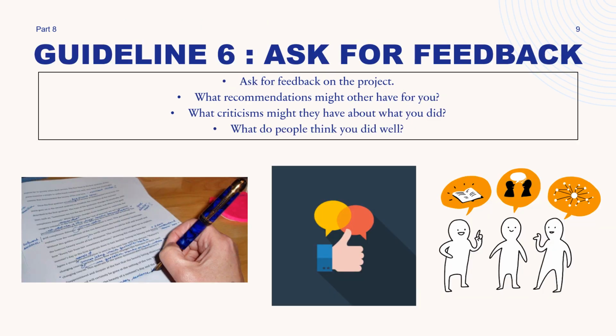Finally, Guideline 6 is about asking for feedback. There is no right or wrong answer in a research project. Asking a professor or academic tutor is always a good option. Action research is communal. A community of action researchers is worth more than the sum of its parts.